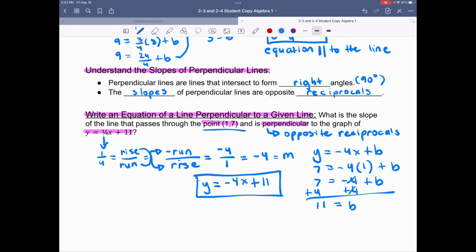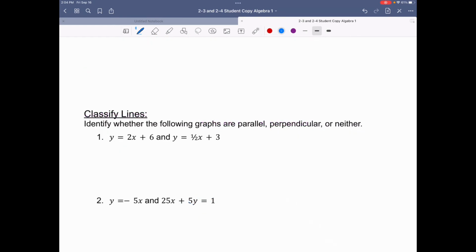Now we ended up with this equation. This equation is perpendicular. This is the symbol for perpendicular. It's like an upside down T. This equation is perpendicular to the line. And now we will turn over to the next page.